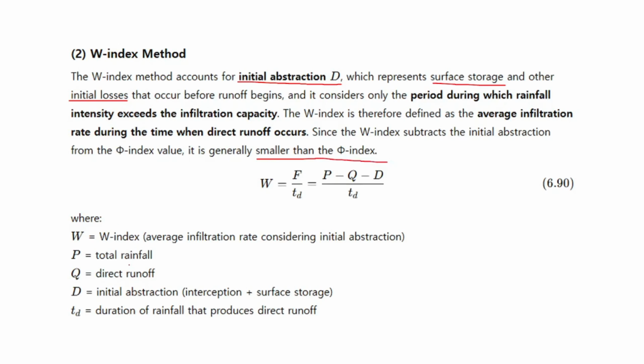Okay, so we have the equation W equals F over T sub D, which can be rewritten as P minus Q minus D over T sub D. So W is the W index, P is total rainfall or precipitation, Q is direct runoff, D is initial abstraction, which is a combination of interception plus surface storage, and T sub D is the duration of rainfall that produces direct runoff.